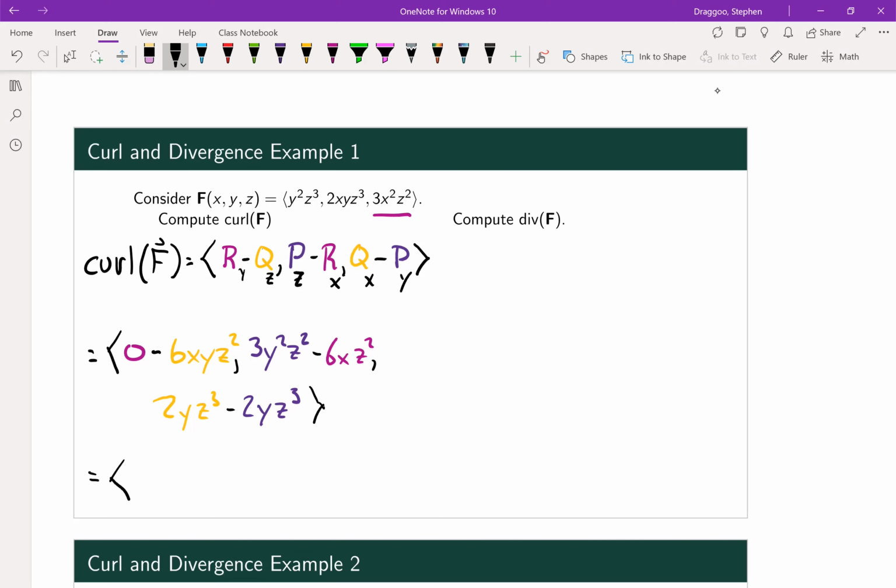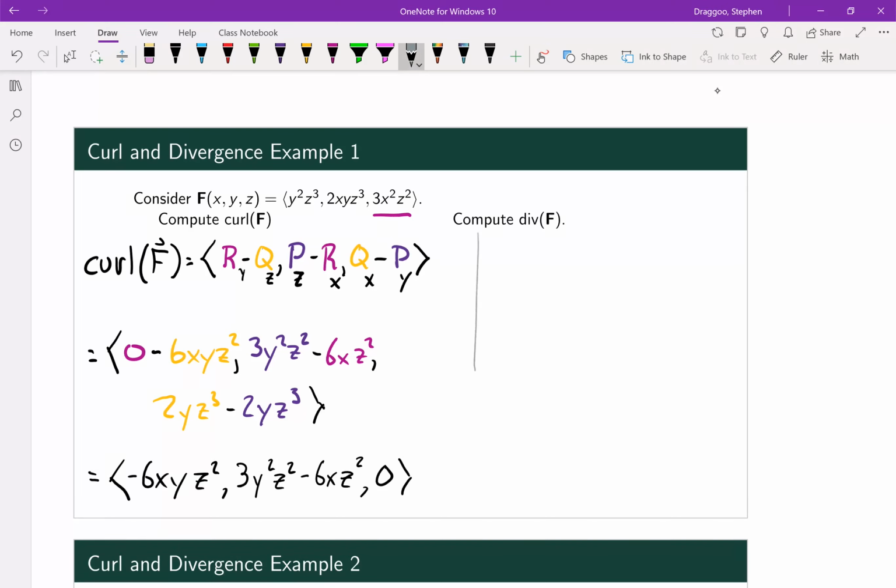And then we'll simplify that a little bit. Looks like negative 6xyz squared in the x component. That y component, I don't think simplified much at all. Did it? Nope. So we'll just have to write that out as is: 3y squared z squared minus 6x z squared. But the final element, 2yz cubed minus yz cubed, is 0. So that came out kind of nice. At least the last element did.